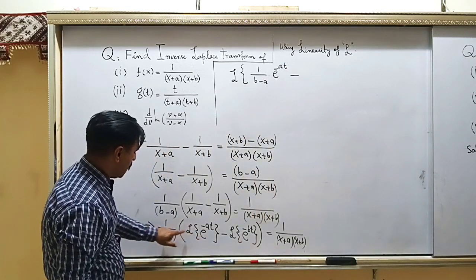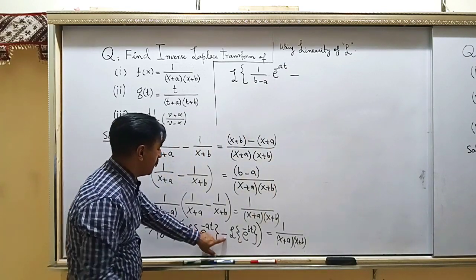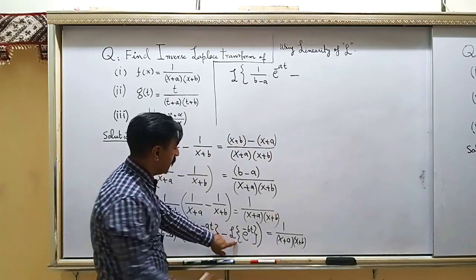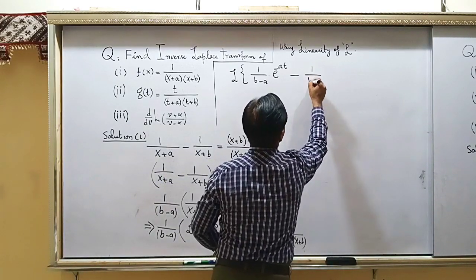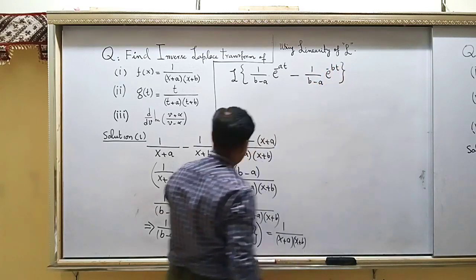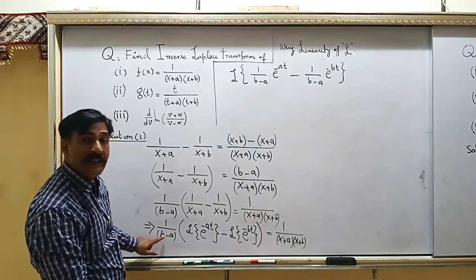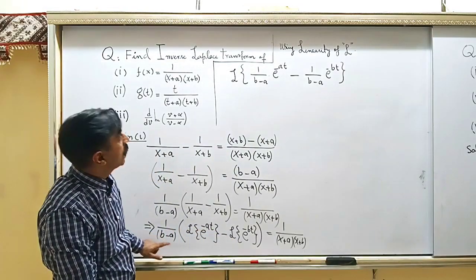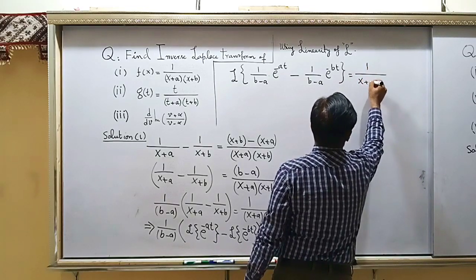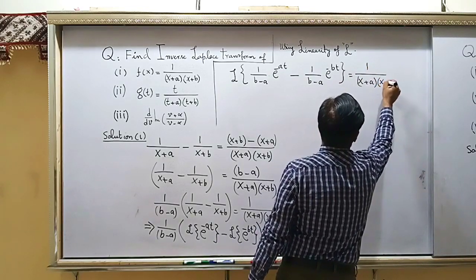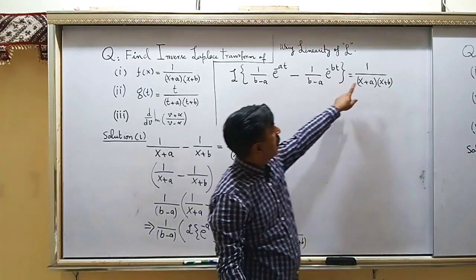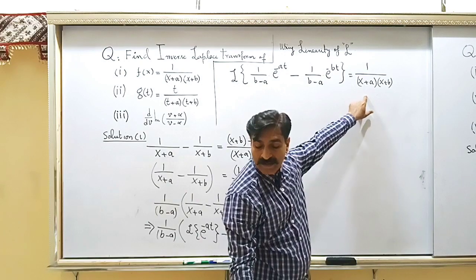This L has been taken out, and this minus sign and this constant are moving inside, meaning 1 over b minus a into e to the power minus bt, and the operator L has been moved to the left. This is linearity. The right hand side is again the same, no change in it, x plus b.